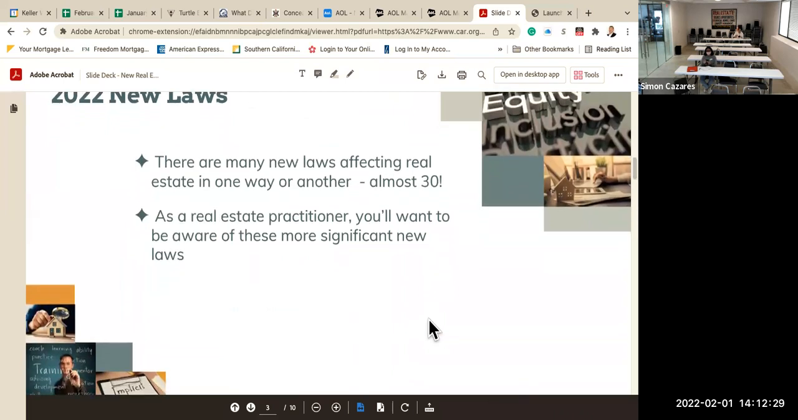There are many new laws affecting real estate in one way or another, almost 30. As a real estate practitioner, folks, you want to be aware of some of the significant new laws. Again, just last month, we had the new revised purchase agreement, and I'm constantly getting so many people calling me. They understand, and most of the information is similar to the past purchase agreement, but they have a lot of questions because there's a lot of new stuff added to the RPA. And they're saying, well, Simon, what does this entail? What does this mean? Why are there more contingencies released than the previous one? And that's, again, some of the common questions that I'm getting.